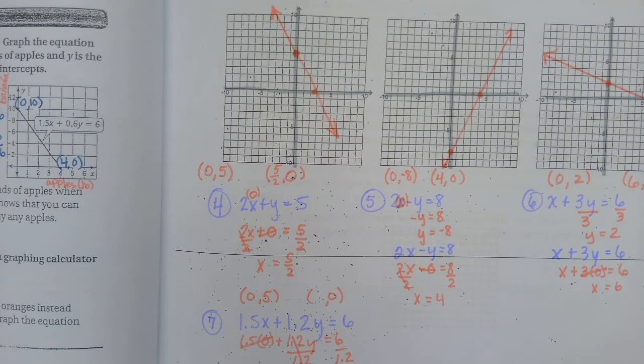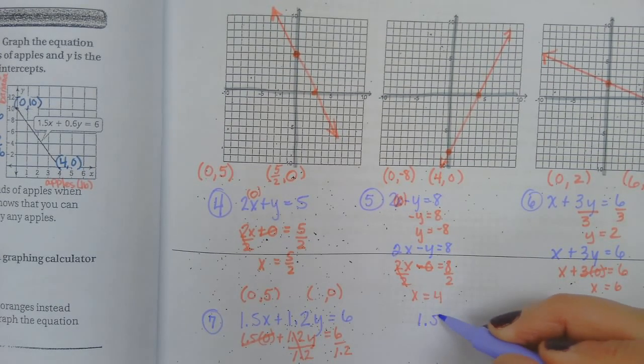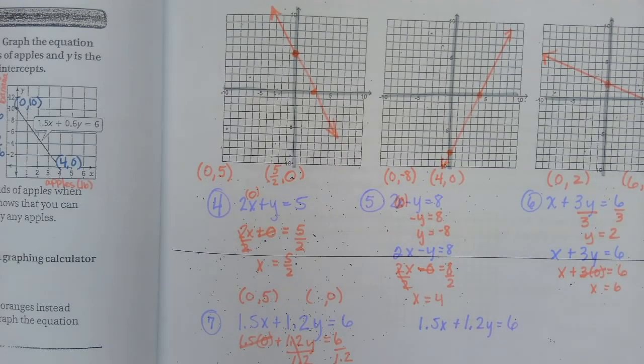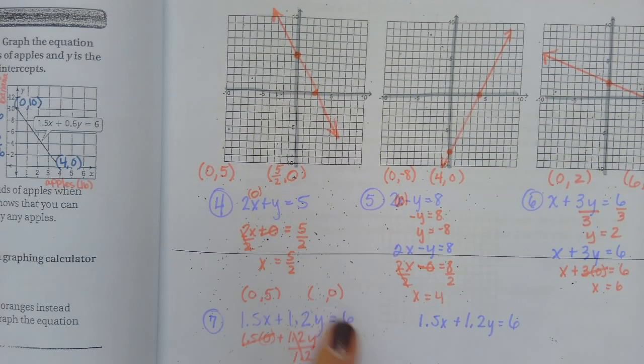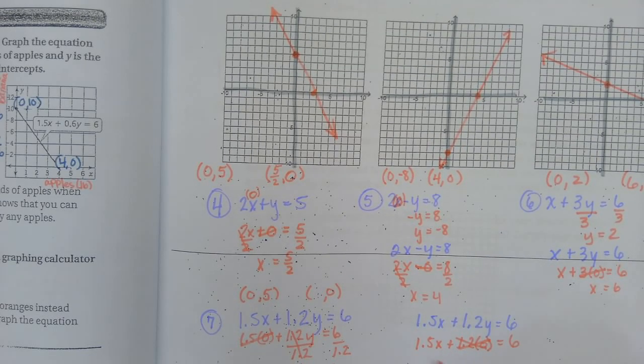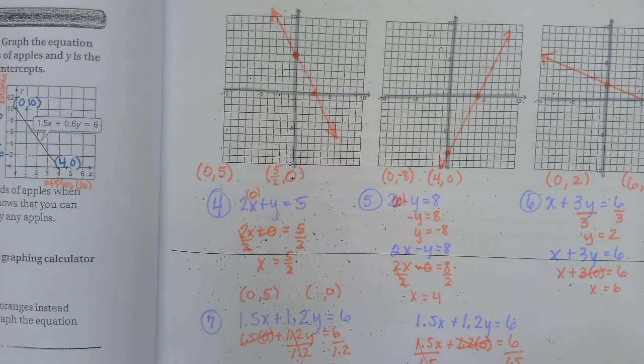And now I'm going to redo that one. 1.5x plus 1.2y equals 6. And this time I'm going to put 0 in for the y. So 1 and 5/10 x plus 1 and 2/10 times 0 equals 6. So those become 0. So let's get rid of that. And divide by 1 and 5/10 on both sides. And x is 4.